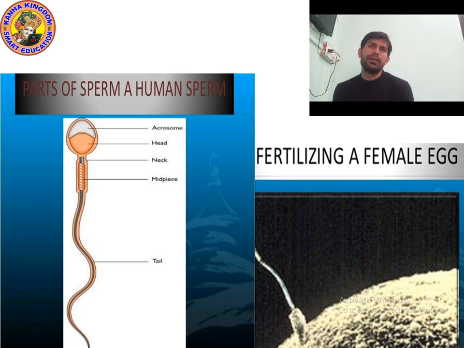Actually, they are two different cells. The snake-like structure is the male cell, or you can say it is like an earthworm. I think earthworm is the perfect word for this cell.